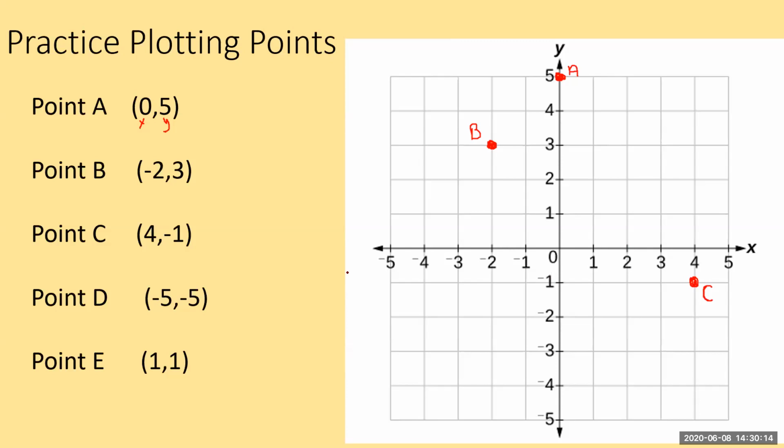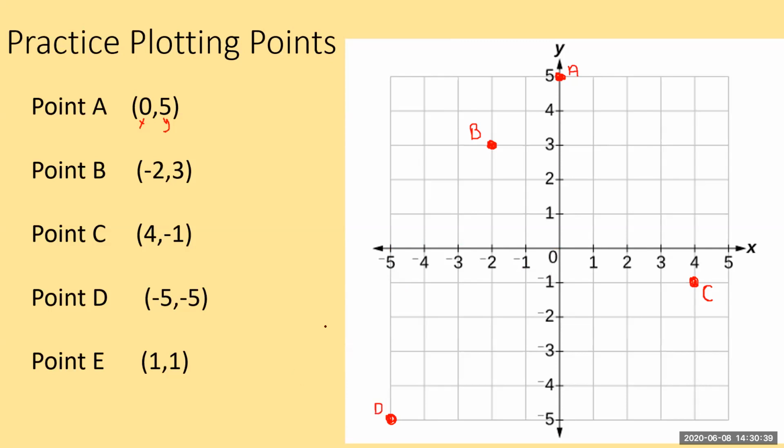All right, and up next is point D. So point D is at -5, -5. So I'm going to start by going over to -5 on the x-axis, and then I'm going to go down to -5 on the y-axis. So point D is right here, just happens to be at the corner.